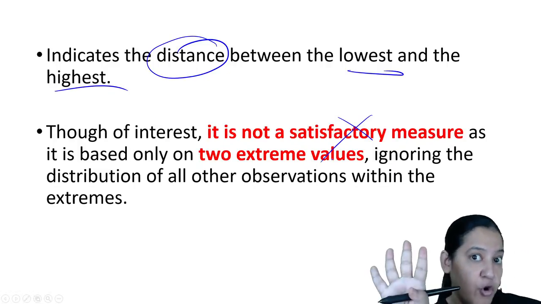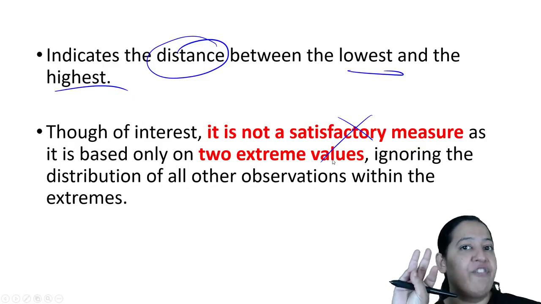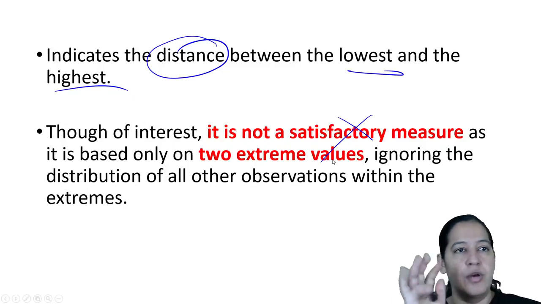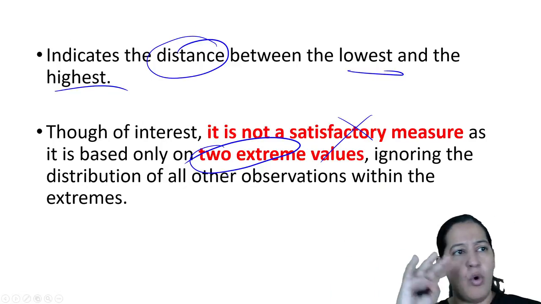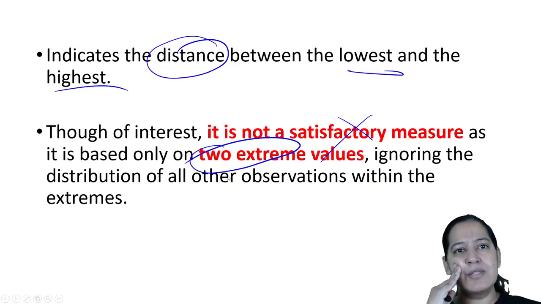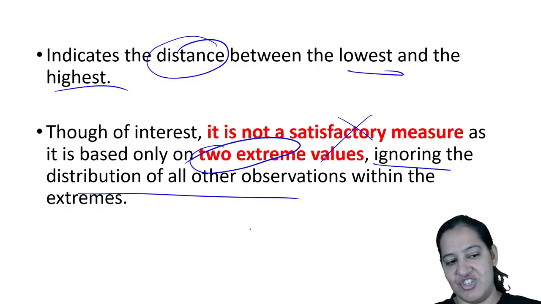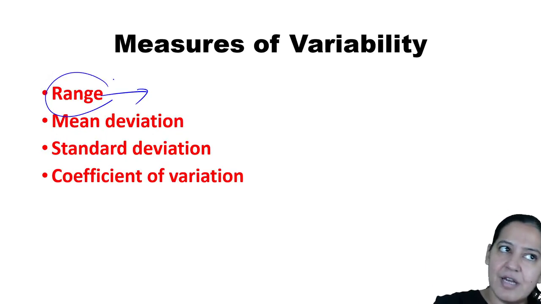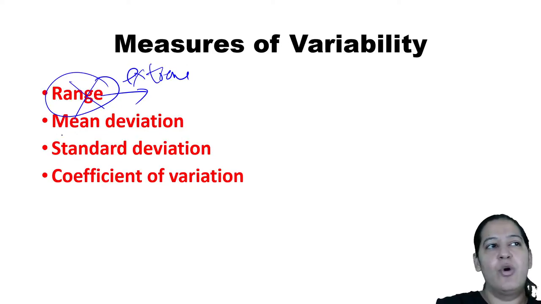For variability, we have four measures: range, standard deviation, mean deviation and COV, coefficient of variation. The best is standard deviation. Range is not good because it gives us only two extreme values. It does not give us an idea of the whole set of values. It ignores the distribution of other observations, so it is not representative of the whole set, only of the extremes. That is the drawback. It is not a very good parameter for measuring variability.